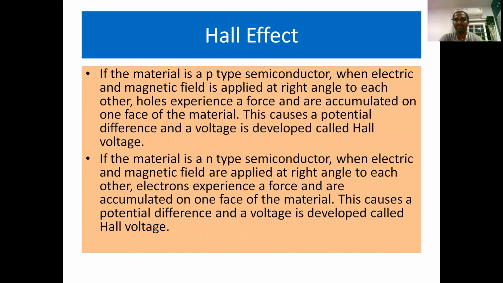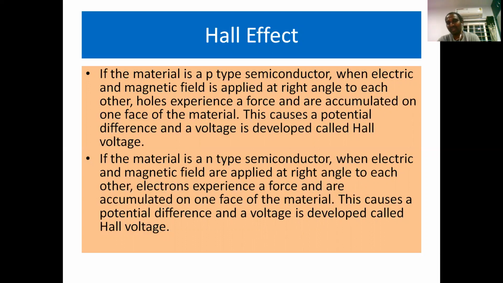Here we have two types of extrinsic semiconductors. One is the n-type semiconductor and the second is the p-type semiconductor. If we consider the material as p-type, when electric and magnetic fields are applied at right angles to each other, holes experience a force and are accumulated on one face of the material. Because in a p-type semiconductor the majority charge carriers are holes. This causes a potential difference, and the voltage developed is called the Hall voltage.